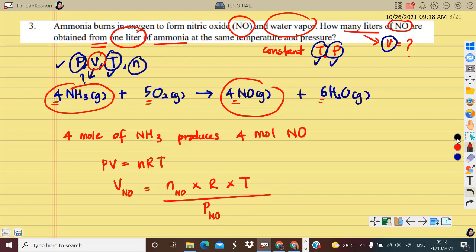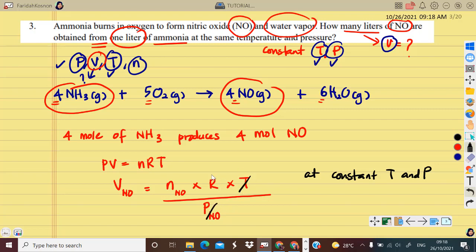Okay. Tapi as the temperature and pressure tu constant. So at constant temperature and pressure. Okay. So maksudnya sekarang, mole adalah, pressure dengan temperature adalah constant. So yang ni maksudnya kita abaikanlah. Maksudnya bila constant temperature and pressure, ini dah constant.